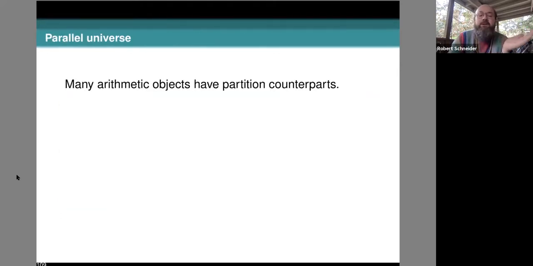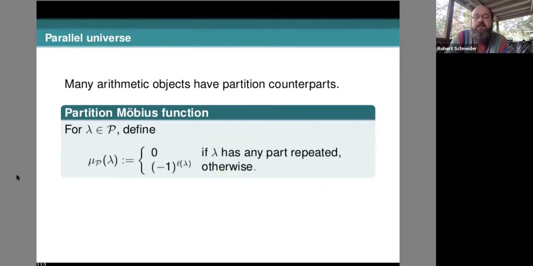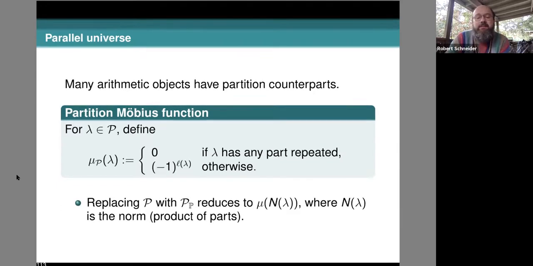Now here we have a parallel universe. Many objects from arithmetic have partition-theoretic counterparts. For instance, there's a partition-theoretic Möbius function. Here we go. Let mu sub p be 0 if the partition has any part repeated. That's just like if a number is not square-free. And otherwise, it's -1 to the power of the length of the partition. And again, if you specialize to the prime partitions, then this partition-theoretic Möbius function specializes back to the classical Möbius function on the norm, the product of the parts.